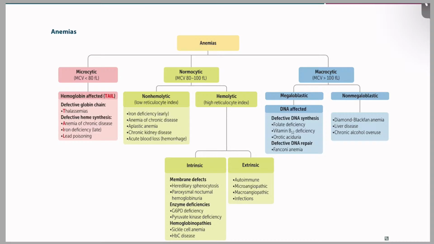Macrocytic: mean corpuscular volume more than 100 femtoliters. Megaloblastic and non-megaloblastic. Megaloblastic, DNA affected: defective DNA synthesis, folate deficiency, vitamin B12 deficiency, orotic aciduria, defective DNA repair, Fanconi anemia. Non-megaloblastic: Diamond-Blackfan anemia, liver disease, chronic alcohol overuse.